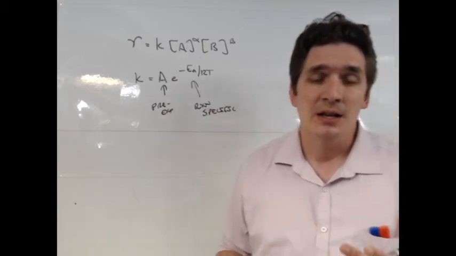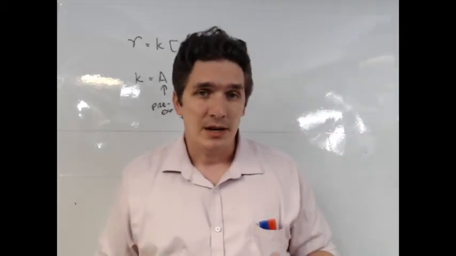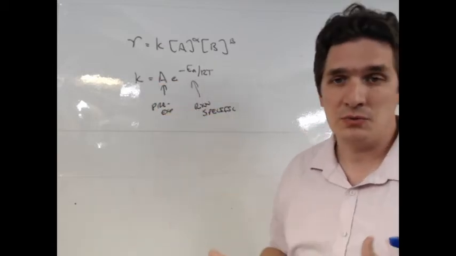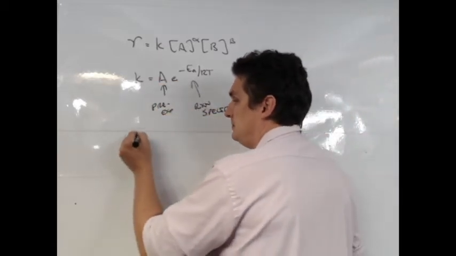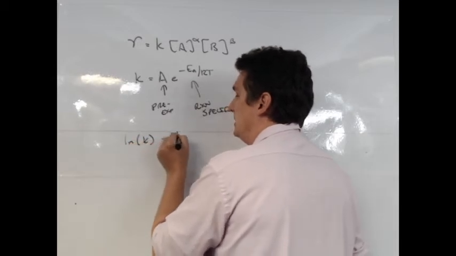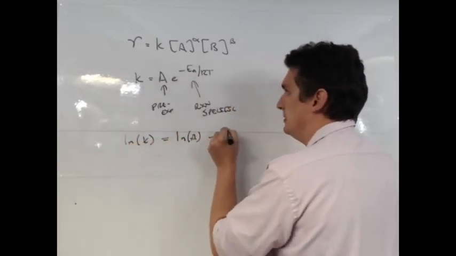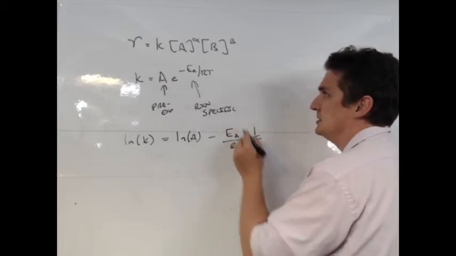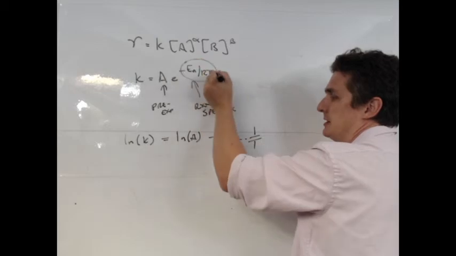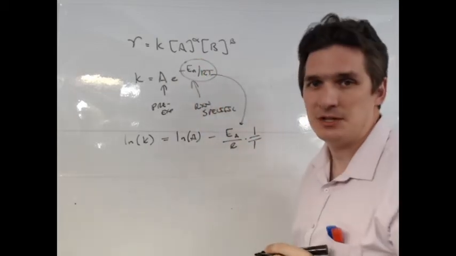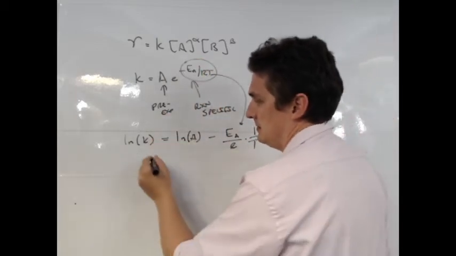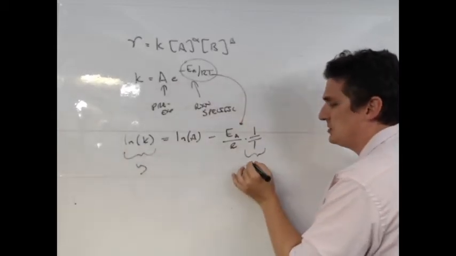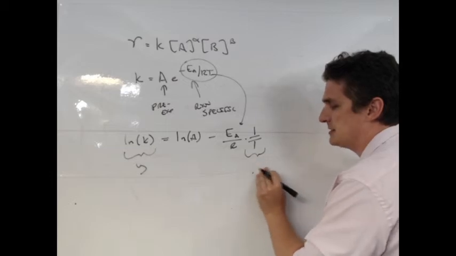To do this, we need to linearize. We're going to linearize it the same way we linearized the first order reaction. We're going to use a natural log. So we get ln of K equals the ln of A minus EA over R times 1 over T. The natural log brings this down, and we get this relationship. We're given K, so our ln of K is going to be our Y, and we're given temperature, so 1 over temperature here is going to be our X.